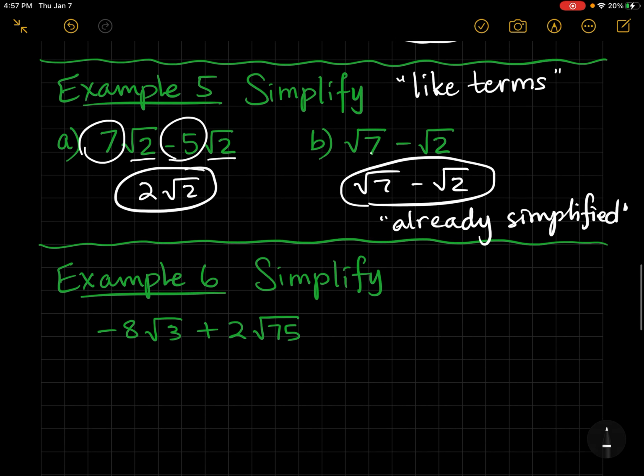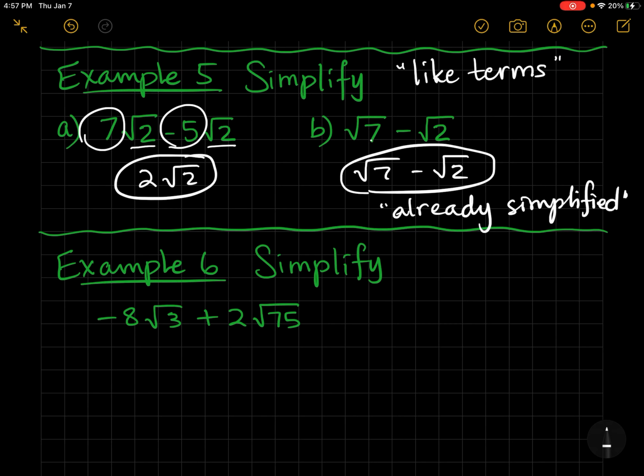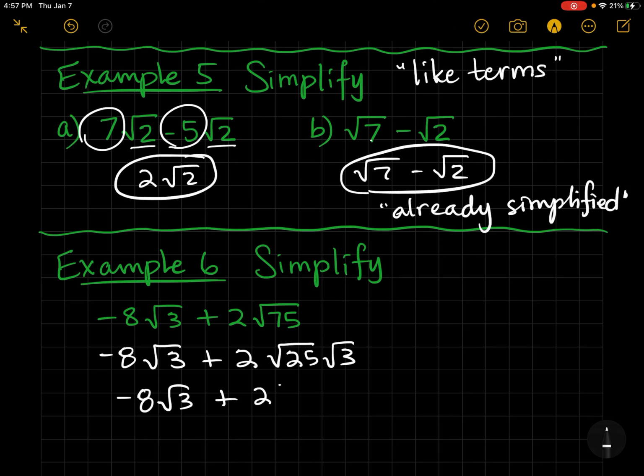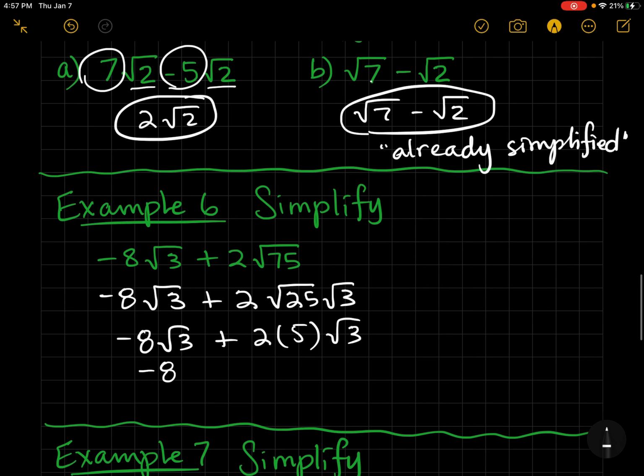Alrighty, let's look at another example. Sometimes they might not appear to be alike, but sometimes if you simplify first, you'll find out that they are. So the square root of 75 can be broken apart into 25 times 3. And that's 5 times radical 3. And that's 2 times 5. So that's negative 8 radical 3 plus 10 radical 3, which gives me a 2 radical 3.